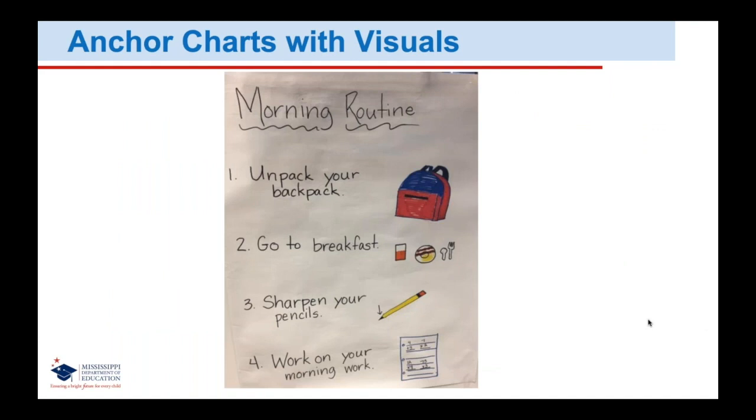So here's an example of an anchor chart with visuals, and it's for a morning routine. I would use these regularly for my students. Notice I have what they would have to do in the morning. They're going to unpack their backpack. I have a picture of a backpack. They're going to go to breakfast. I have a picture of what that looks like. So with each thing that I want them to do, I've got the words and the picture because I want them to make those connections between the words and the pictures.